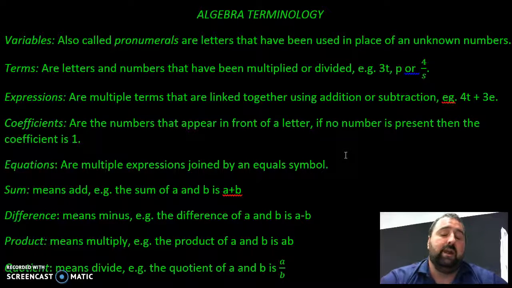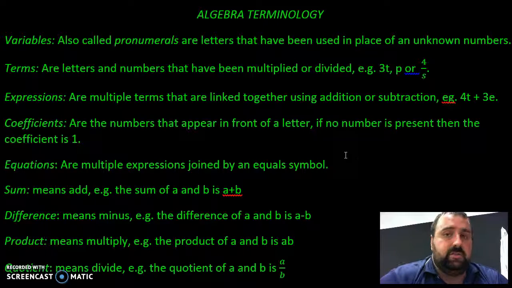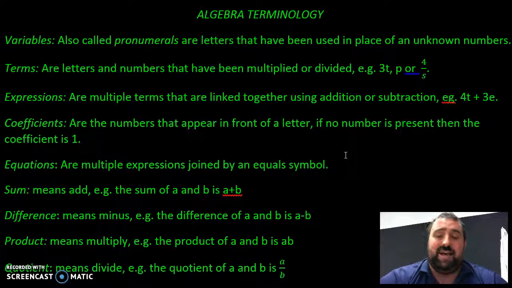An equation is when we join multiple expressions together using the equal symbol. So that's saying that those two expressions are the same, or they make the same thing.